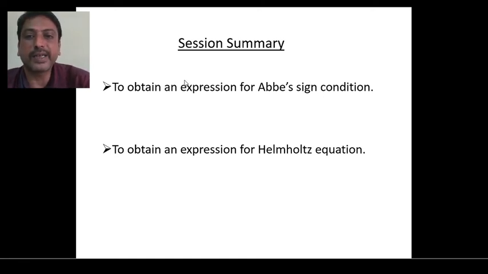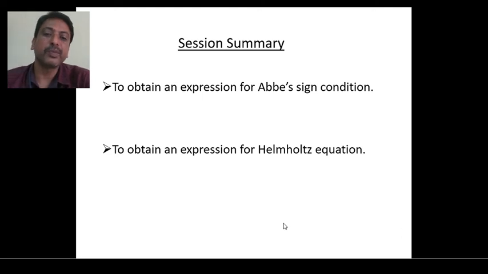In your higher studies, again you will come across these aplanatic points and surfaces, and you may derive this distance of the object from C to O as r by mu, and from C to I as mu r. But in our case, it is just sufficient to know what aplanatic points and surfaces are.